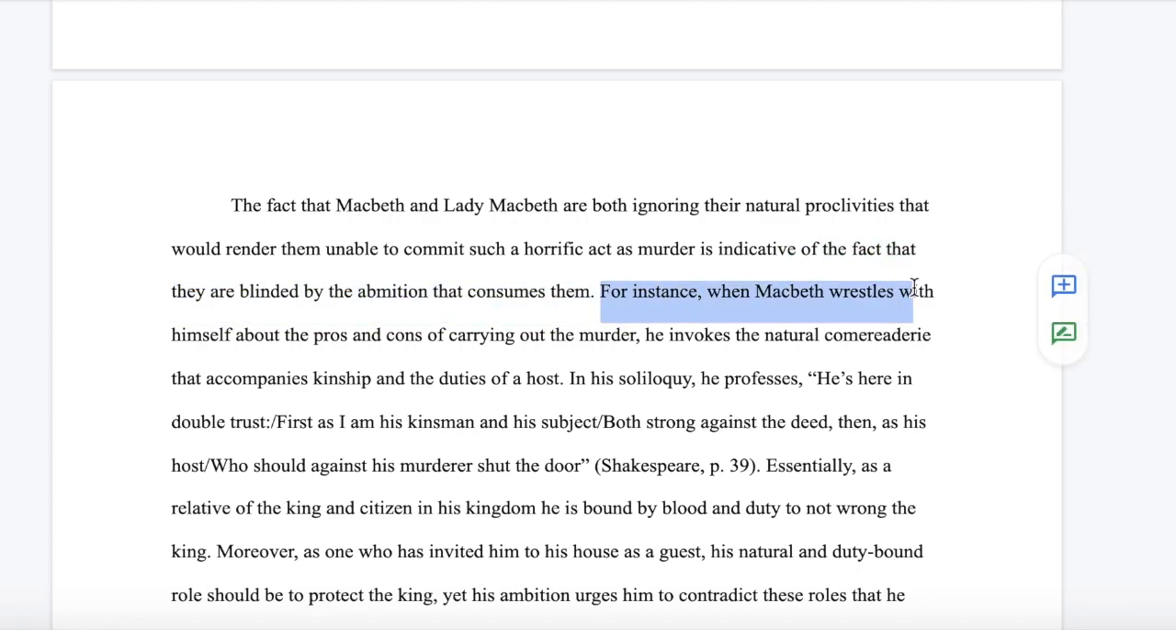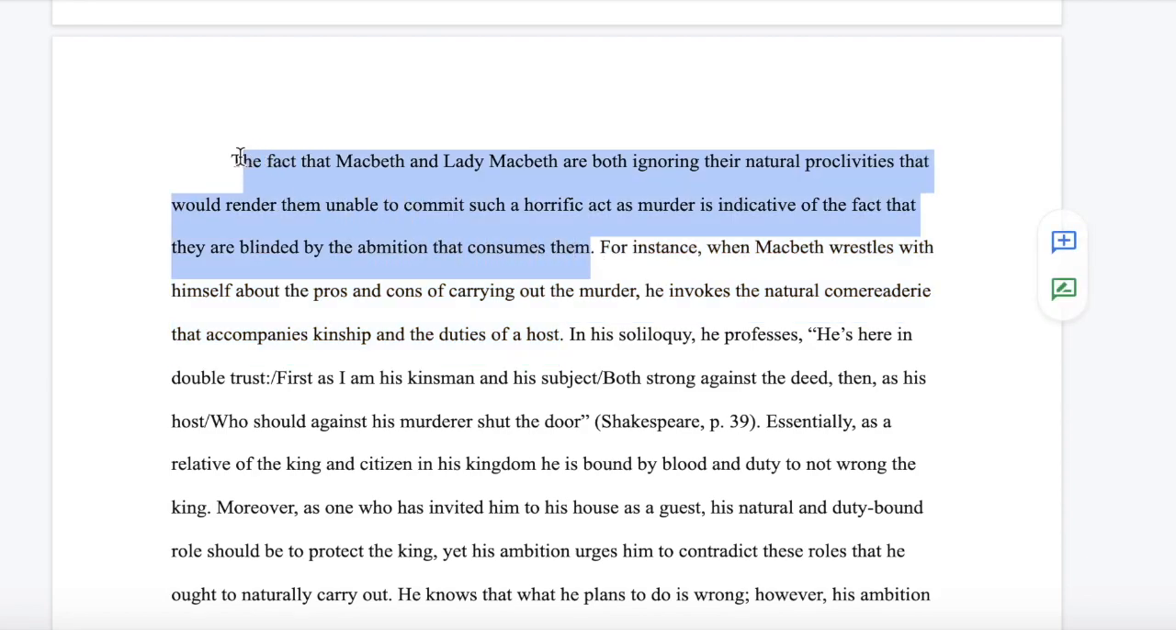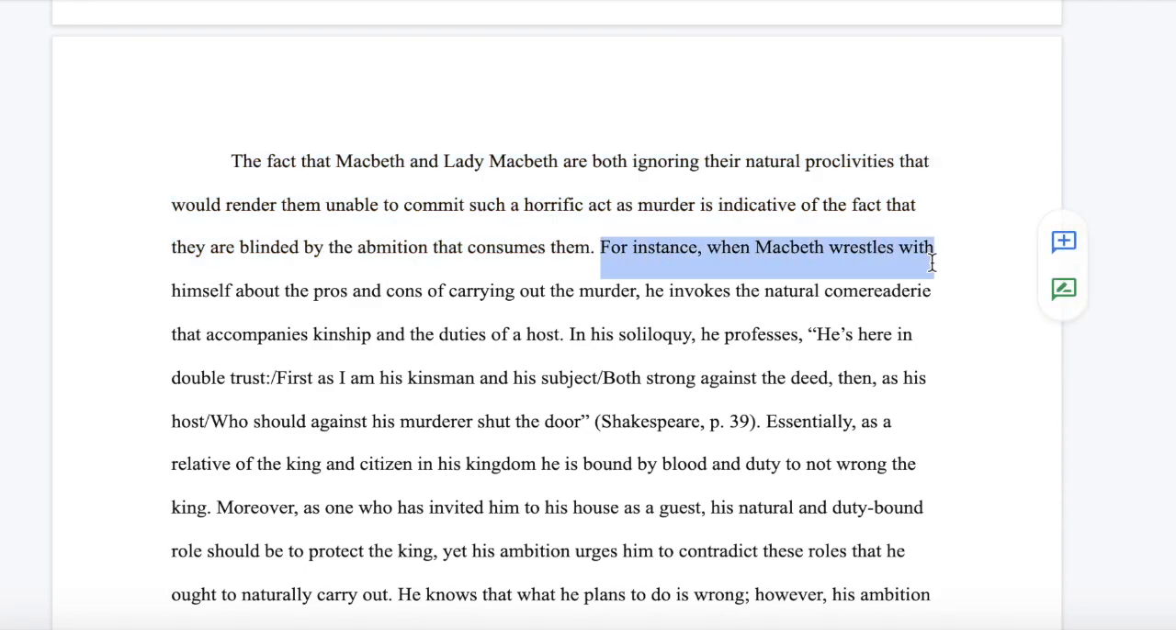I say, for instance, when Macbeth wrestles with himself about the pros and cons of carrying out the murder, he invokes the natural camaraderie that accompanies kinship and the duties of a host. So over here, I'm basically, again, still elaborating on this answer. When you're doing that, your subclaim doesn't have to just be in one sentence. You could elaborate a little bit more on it in the second sentence.